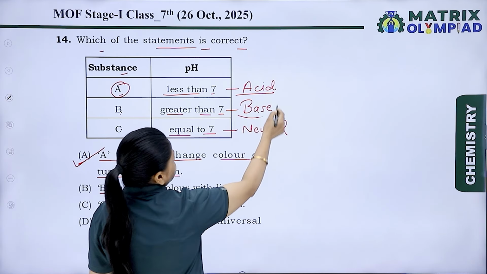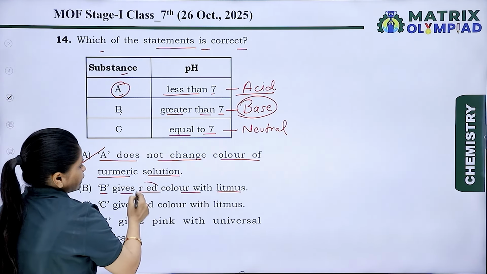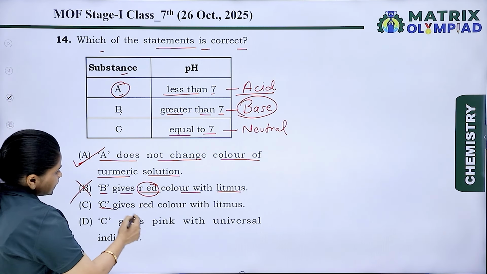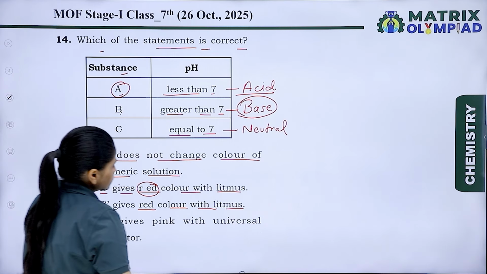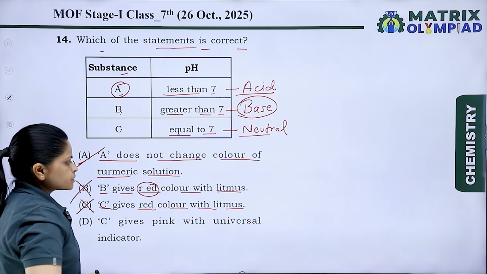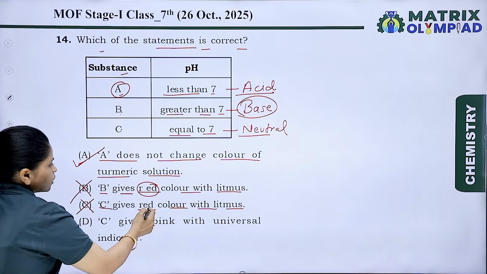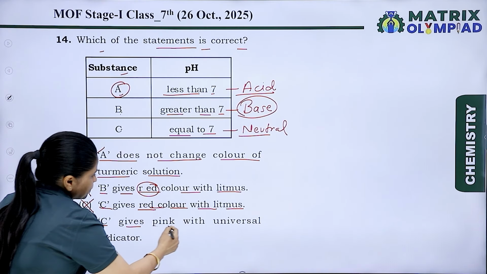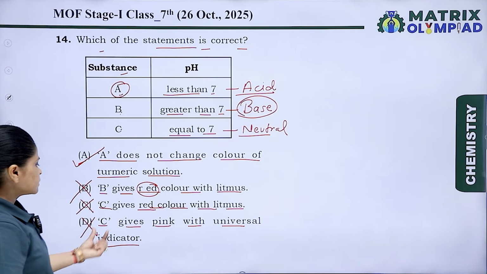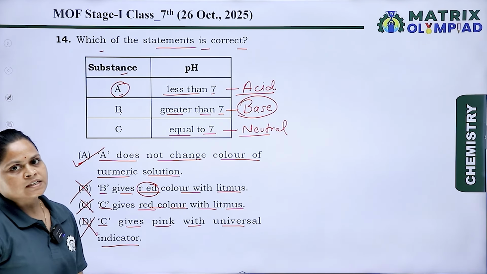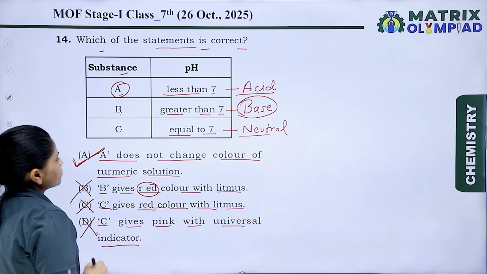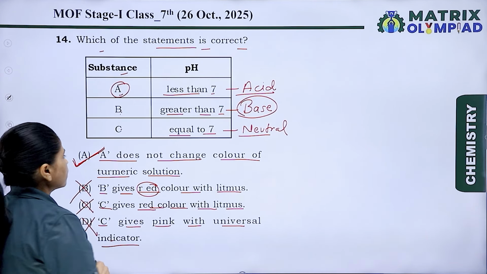No, B is a base and a base gives blue color with litmus, so this is wrong. C gives red color with litmus. No, this is again wrong, as C is neutral and neutral substances do not change the color of litmus. C gives pink color with universal indicator. This is again wrong, as C is neutral and a neutral substance gives green color with universal indicator. So the correct statement is option A, and option A is the answer.